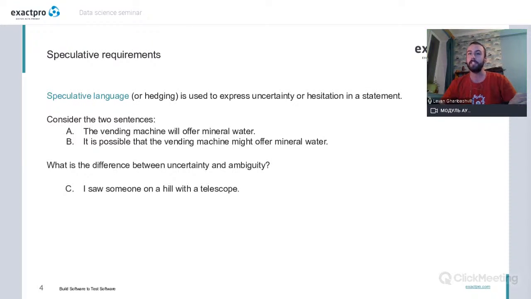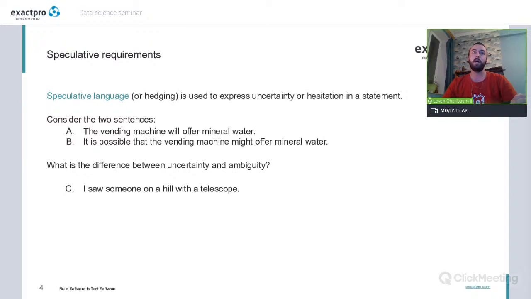Okay, so we have an answer from Alexandra. Thank you. Ambiguity is when there are several possibilities of what's happening. Uncertainty is when several possible things can happen. Okay, that's an interesting answer. And yeah, I think I understand what Alexandra meant here.